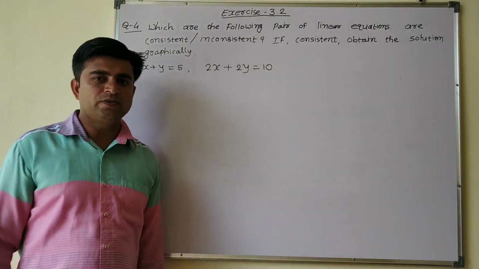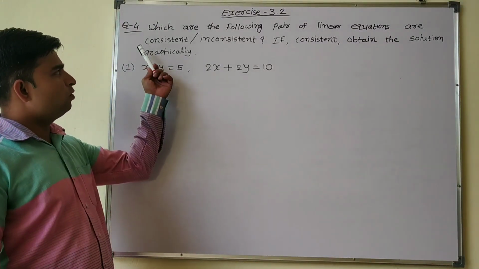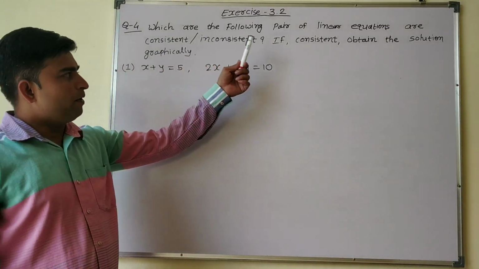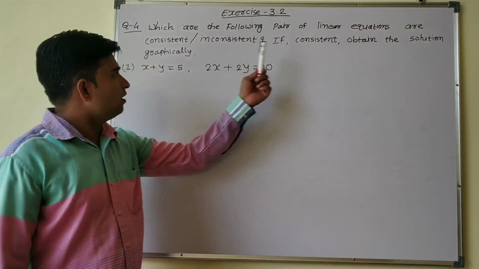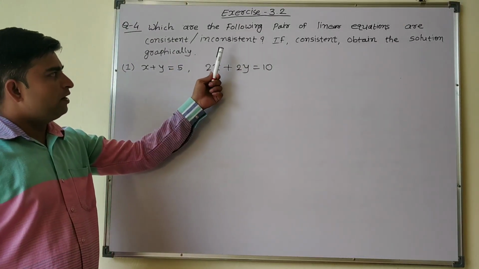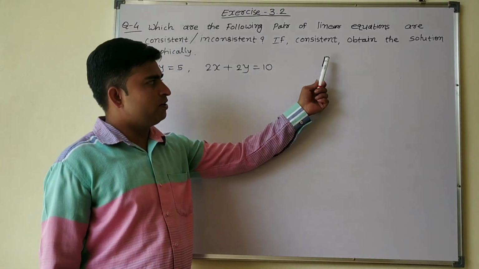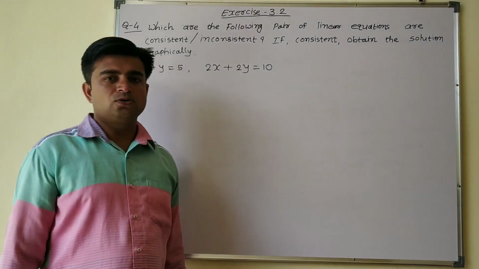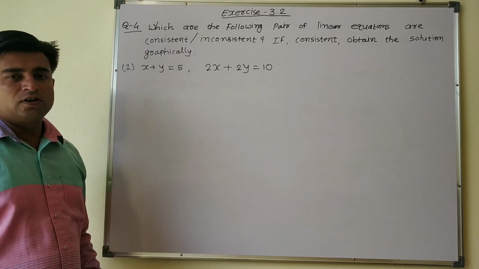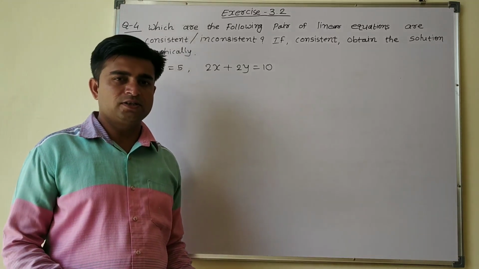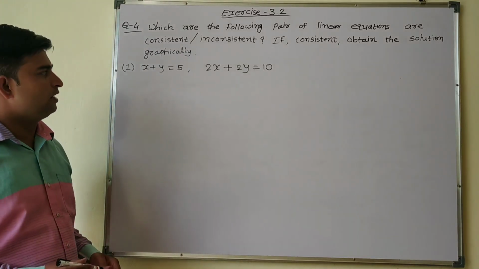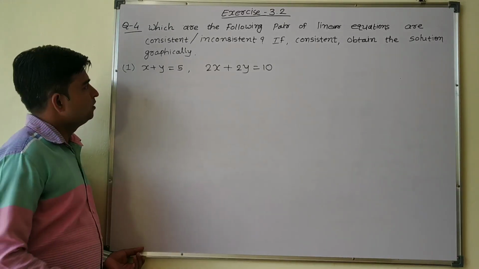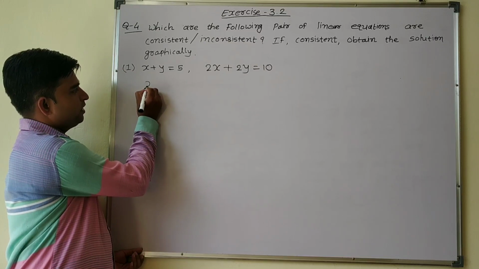YouTube channel. So in this video we are going to see question 4 of exercise 3.2. Which of the following pairs of linear equations are consistent or inconsistent? If consistent, obtain the solution by graphical method. First we have to consider whether the given equations are consistent or inconsistent, and for that we have to use the ratio of coefficients. So first we convert the equations into standard form.